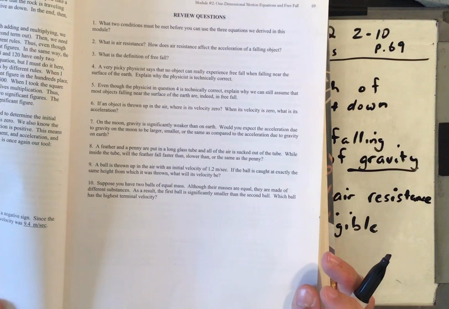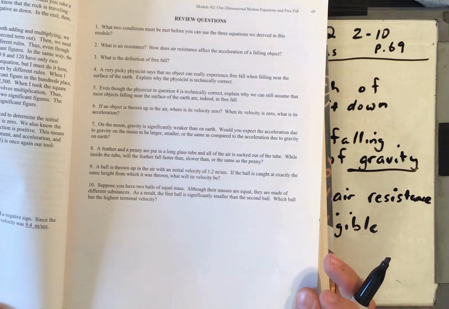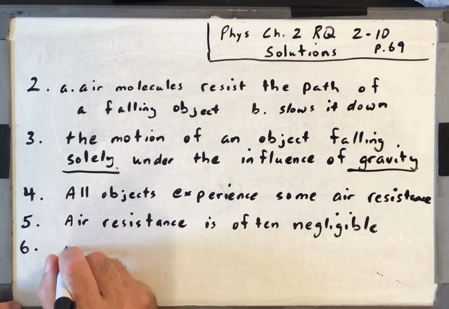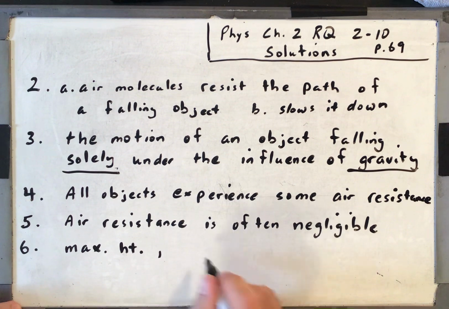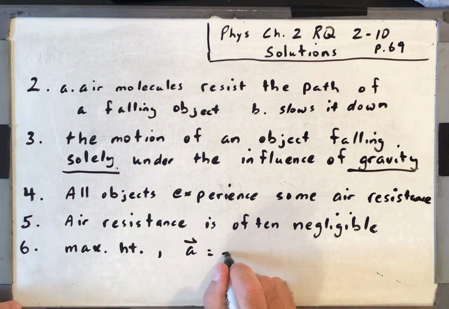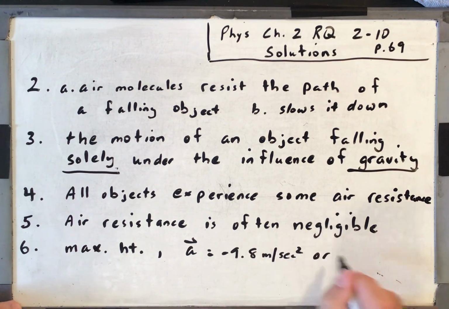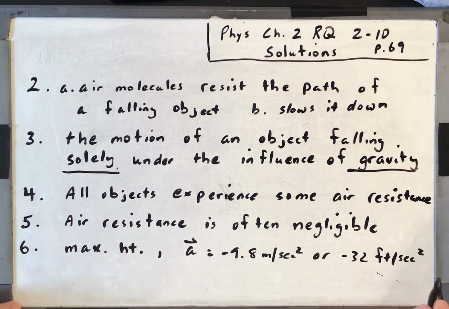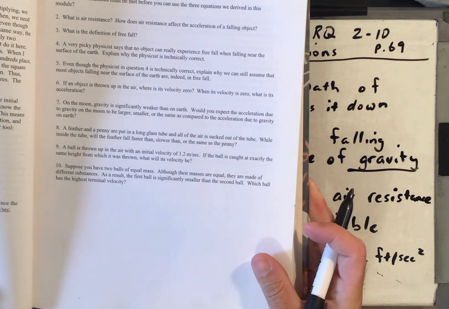Okay, number 6, if an object is thrown up in the air, where is its velocity 0? And when its velocity is 0, what is its acceleration? Right? Its velocity is 0 at maximum height. But its acceleration is going to be negative 9.8 meters per second squared, or negative 32 feet per second squared. All right, so maximum height is where the velocity is 0.